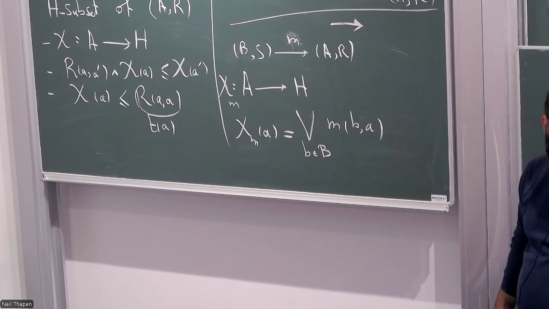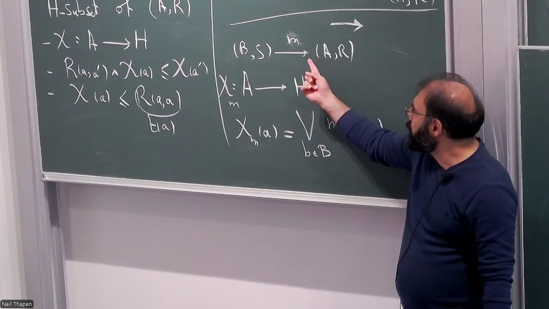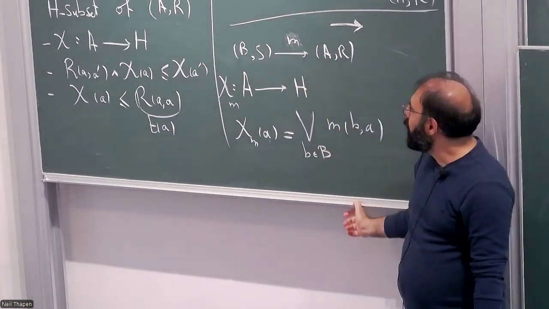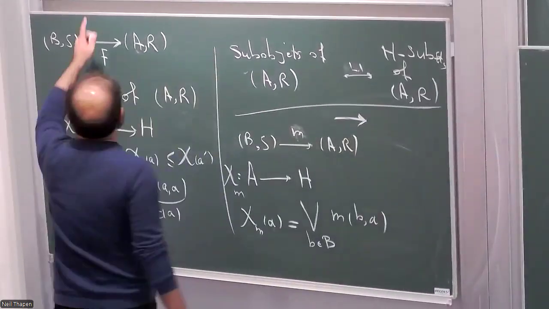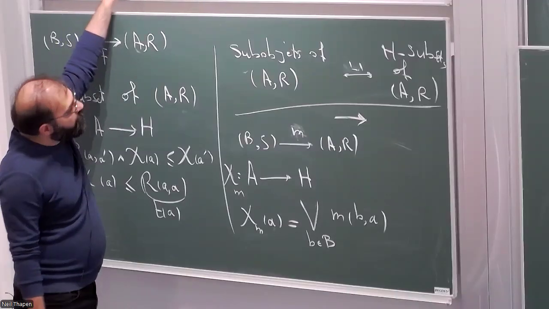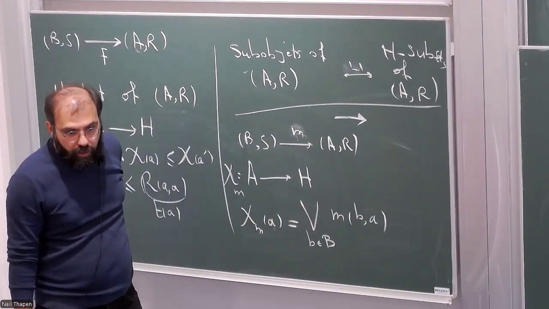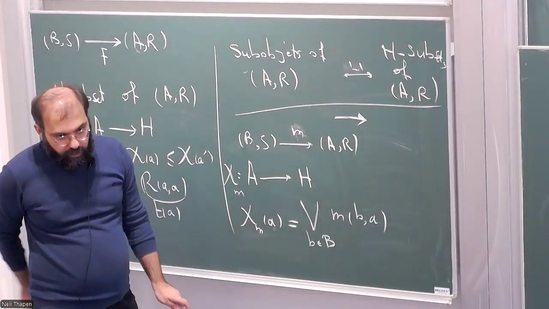Sorry, is this the name of the map or does it indicate something? It's the name of the map. And what is the definition of the map? Map simply is just a function from B times A to H. So a sub-object is something with a map. Yes.